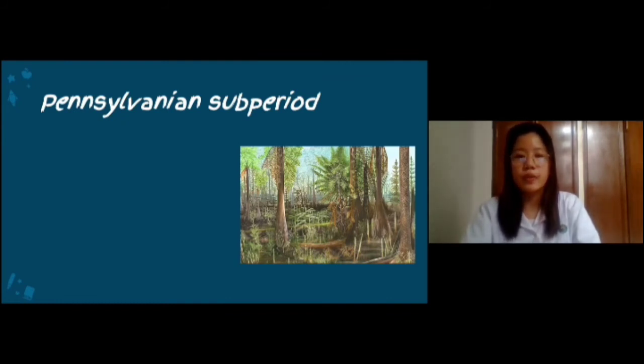Pennsylvanian subperiod. Pennsylvanian subperiod, second major subdivision of the Carboniferous period, lasting from 323.2 million to 298.9 million years ago. The Pennsylvanian is recognized as a time of significant advance and retreat by shallow seas.